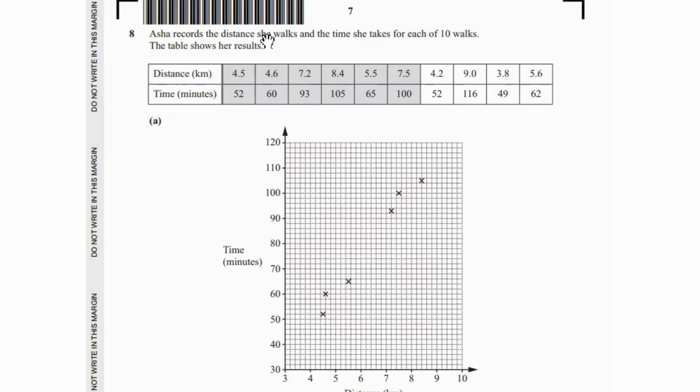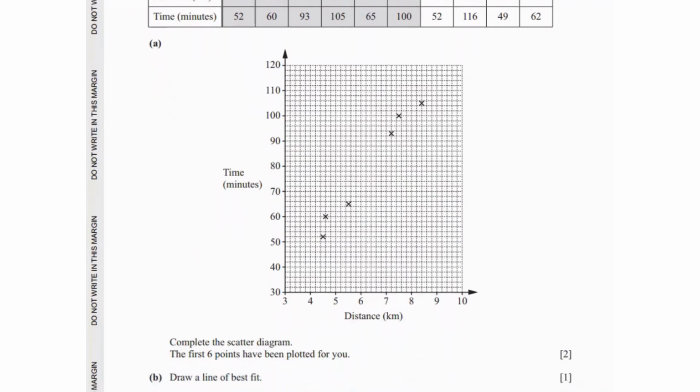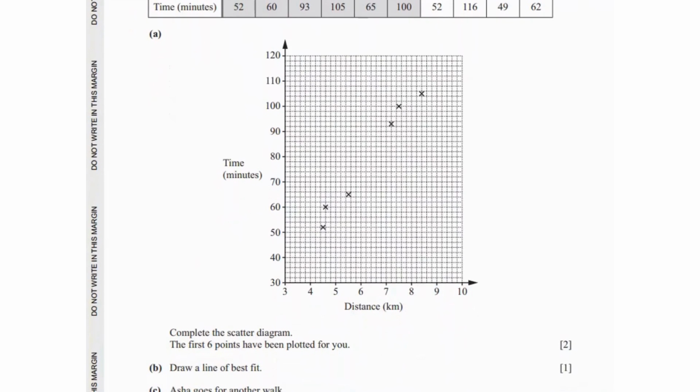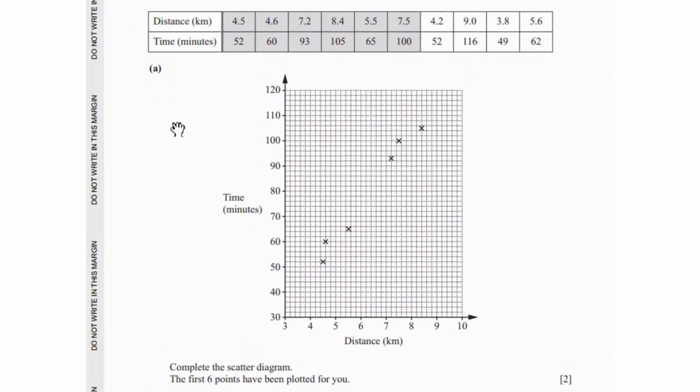Then it says Asha records the distance she walks and the time she takes for each of 10 walks. The table shows the results. So we have the distance and the corresponding time. They have drawn a scatter diagram. Complete the scatter diagram. The first 6 points have been plotted for you.